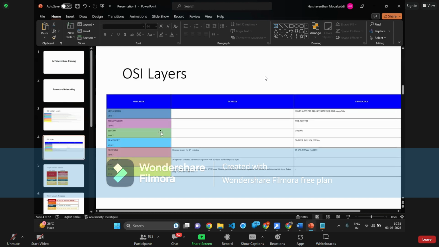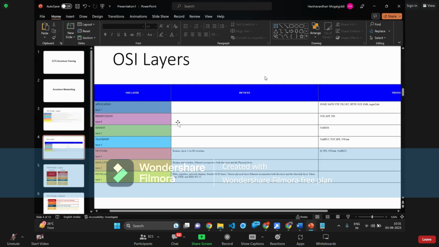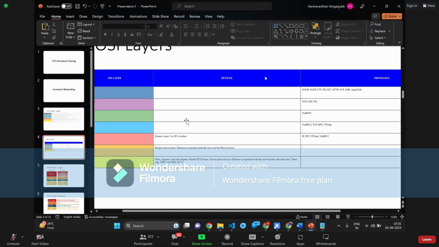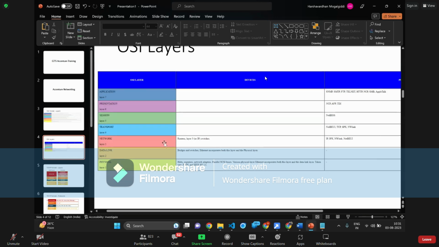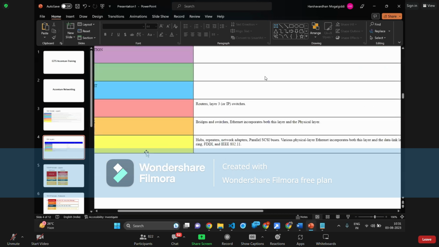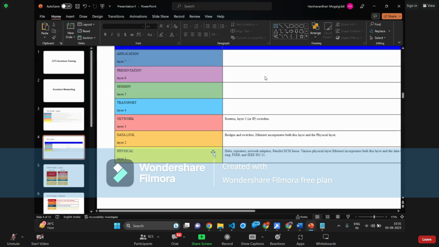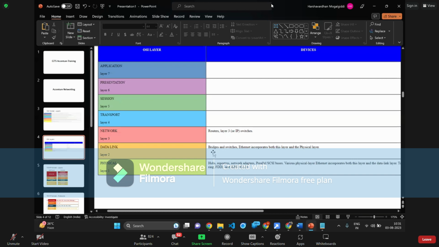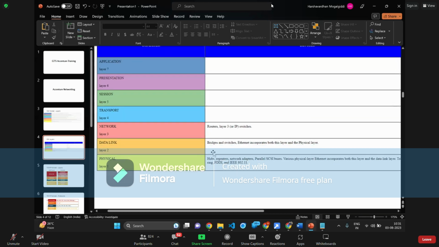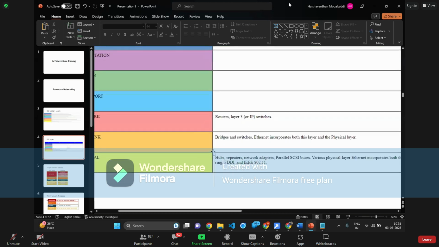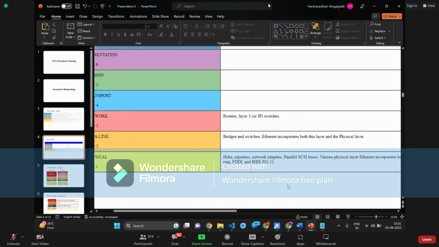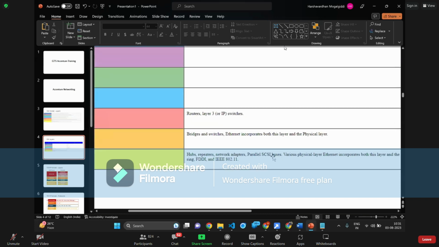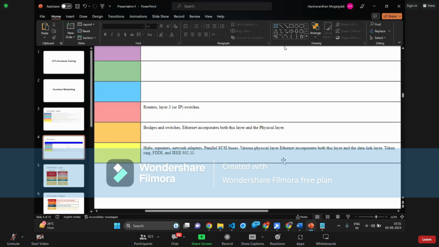So this is your different layers in the OSI model. Next, moving further, is your devices and protocols. These are some of the examples of different physical devices that we will be using for each layer. Now in layer 1, what different devices do we have? We have hubs, we have repeaters, we have network adapters, we have parallel SCSI buses.